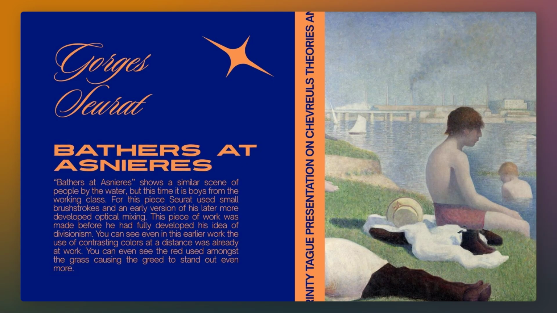Bathers at Asnières shows a similar scene of people by the water, but this time it is boys from the working class. For this piece, Seurat used small brushstrokes and an early version of his later, more developed optic mixing. This piece of work was made before he had fully developed his idea of divisionism. You can see even in his earlier work the use of contrasting colors at a distance was already at work. You can even see the red used amongst the grass, causing the green to stand out even more.